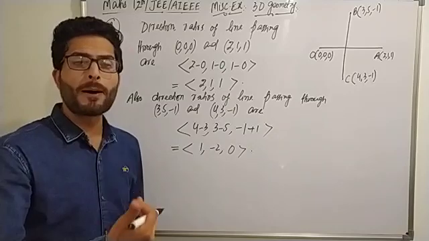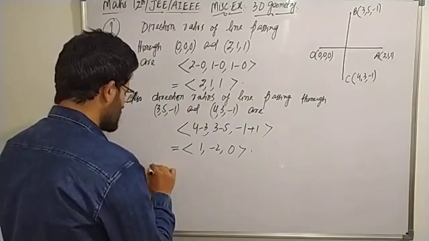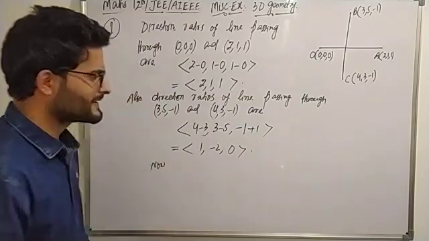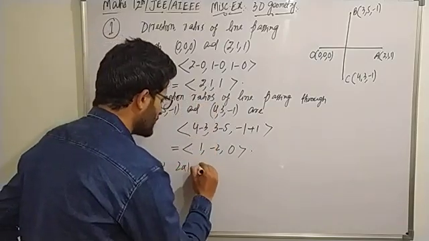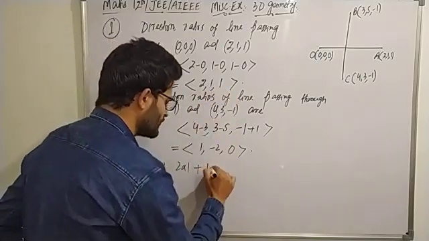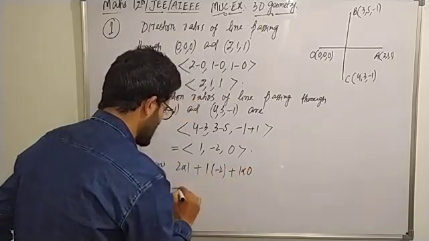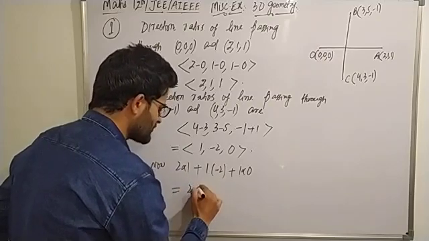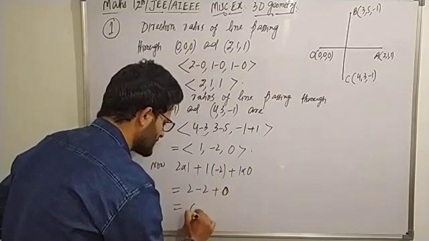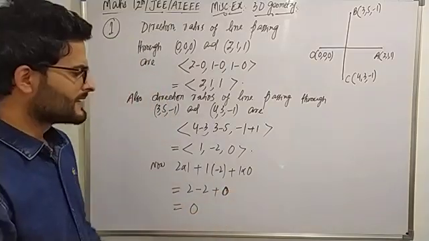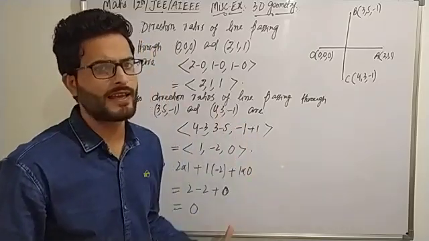Now, if the sum of products of direction ratios is 0, then the lines must be perpendicular. So now we will find the sum of products of direction ratios, that is 2 into 1 plus 1 into minus 2 plus 1 into 0, and that is equal to 2 minus 2 plus 0, that is 0. That is, the sum of products of direction ratios of the first and second lines is 0.